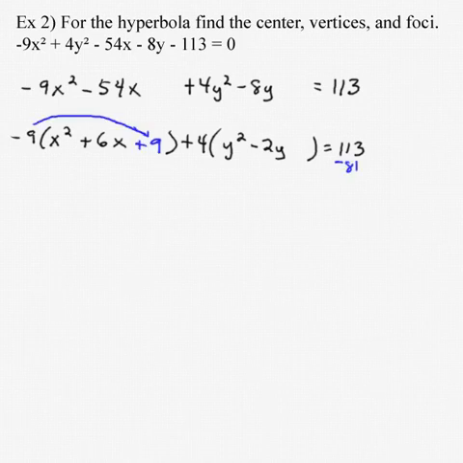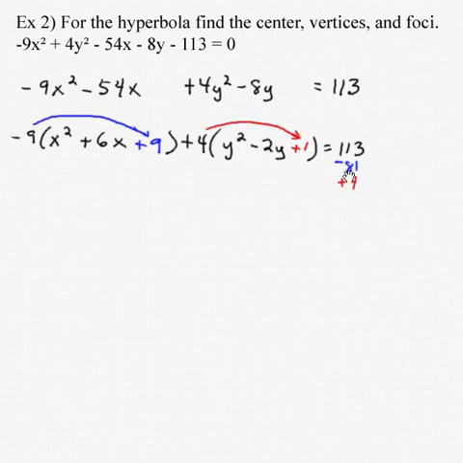Let's make perfect square trinomials. Texas two-step. 6 divided by 2 is 3. 3 squared is 9. In parentheses, we have a perfect square trinomial. But this 9 is being distributed by a negative 9. So we have to add a negative 81 to the right side of the equation to keep it equivalent and balanced. For y, Texas two-step.